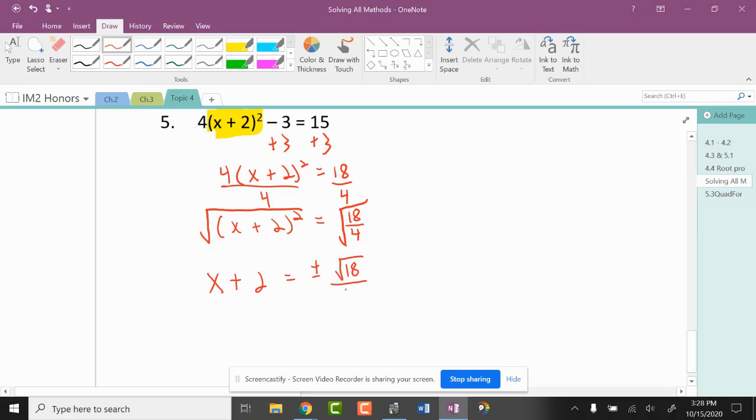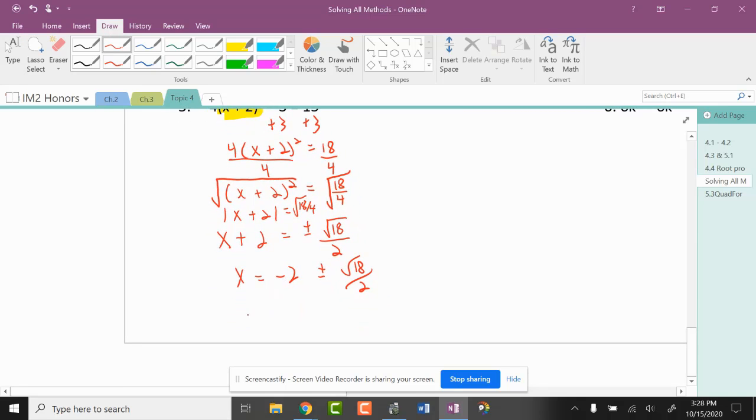Square root of 4 is 2. Okay, and again, it's plus minus. My other math colleagues are going to be mad at me, because the absolute value of x plus 2 equals the square root of 18 over 4. And then because of the definition of absolute value, you put plus minus. But basically, you have to remember it's plus minus whenever you square root both sides. Then we're going to subtract 2. And this would be an acceptable answer for this.